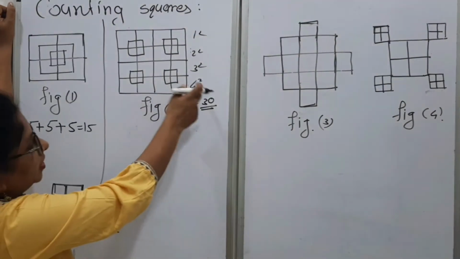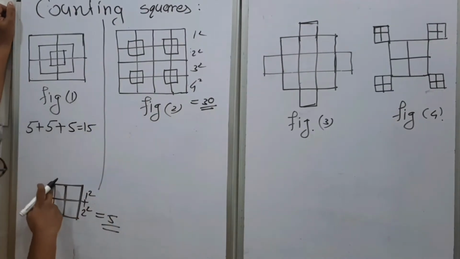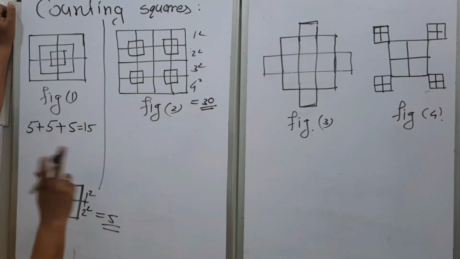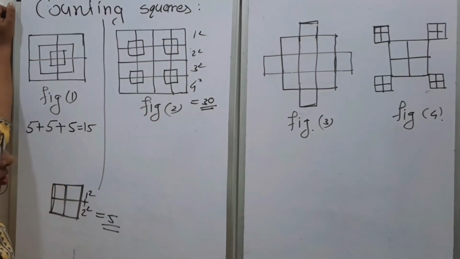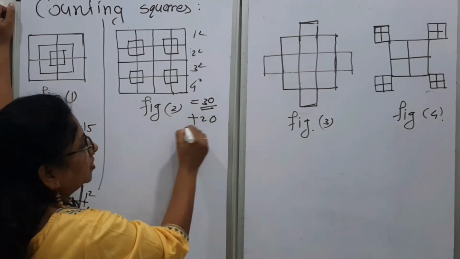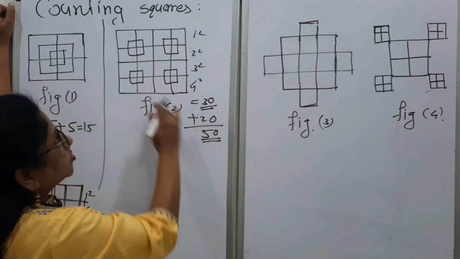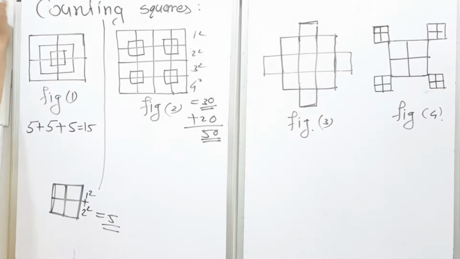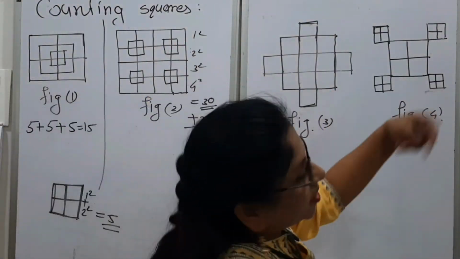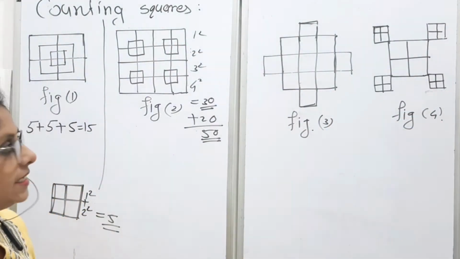Okay. So total 30, and now we have seen if a square is there and a plus sign, then 5 squares are there. So 5, 5, 5, 5 means total 20. In this way a total of 50 squares are present in this figure. Okay. Now comparatively this figure and this one are both a little bit easy.